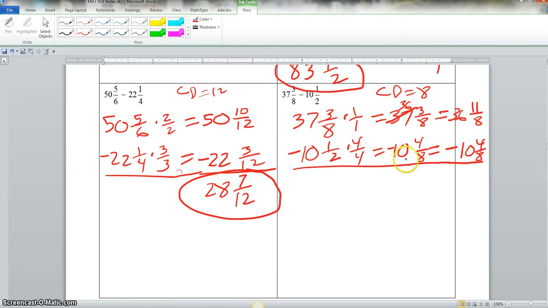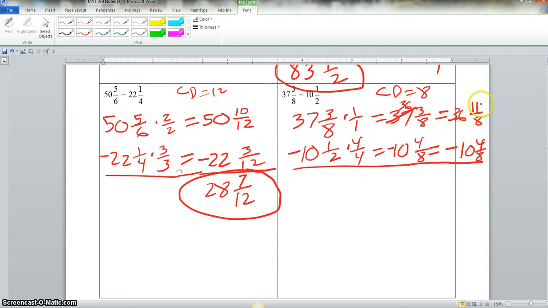Now let's recap that. We carried over everything that we needed, the minus 10 4/8 and the 8 from the denominator here. We borrowed 1 from this 37, made it 36, which we carried over. And to find the new numerator, we took the old denominator plus the old numerator. 8 plus 3 is 11.